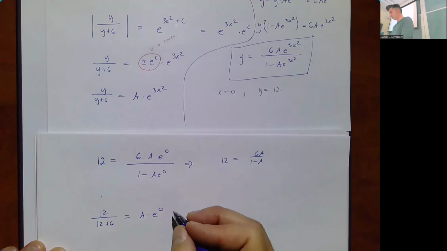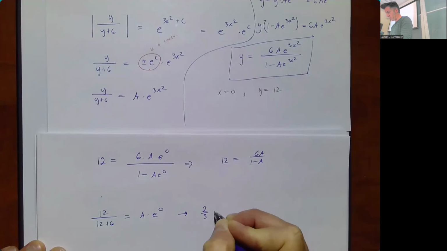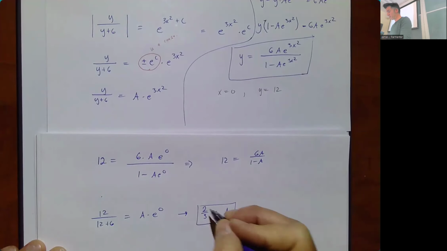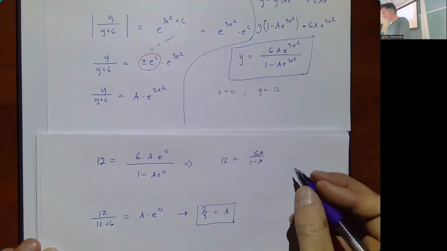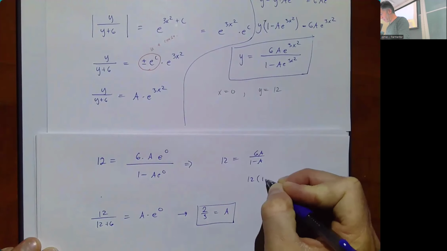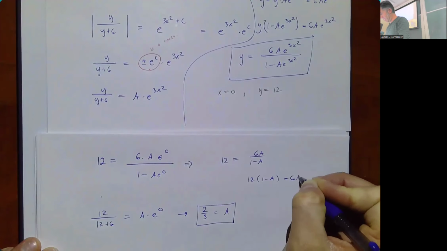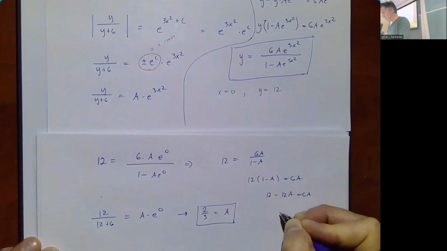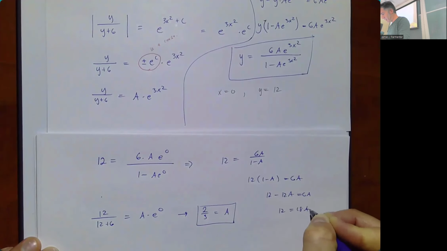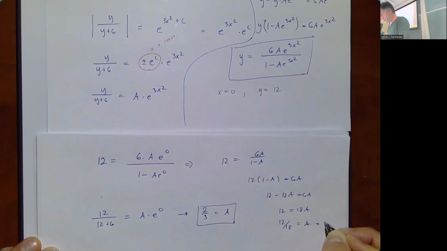12 over 12 plus 6 is 12 over 18, which is 2/3. So 2/3 is equal to a times 1. So a is 2/3. Which is also true, right? If I do it here, if I actually solve this, I would have 12 times 1 minus a equal to 6 times a, and then 12 minus 12a equal to 6 times a, and then 12 equal to 18a, and then 12/18 equal to a, which is also 2/3.